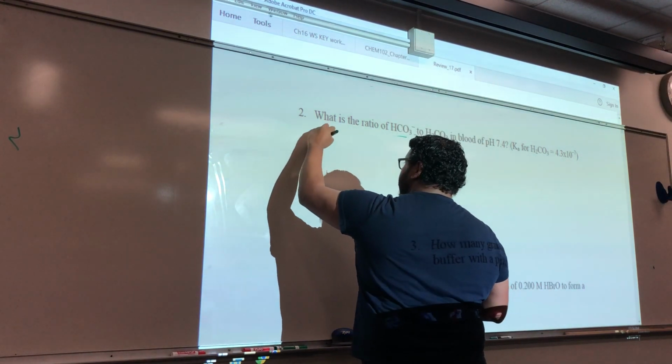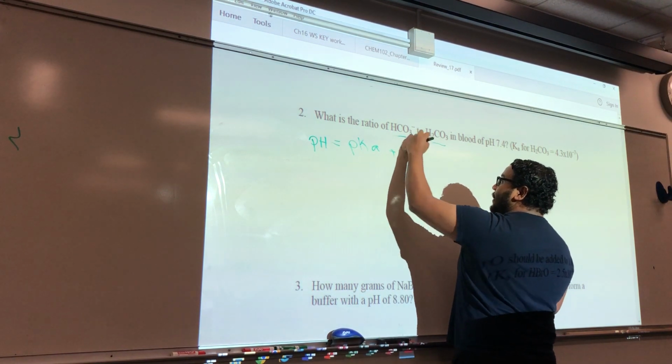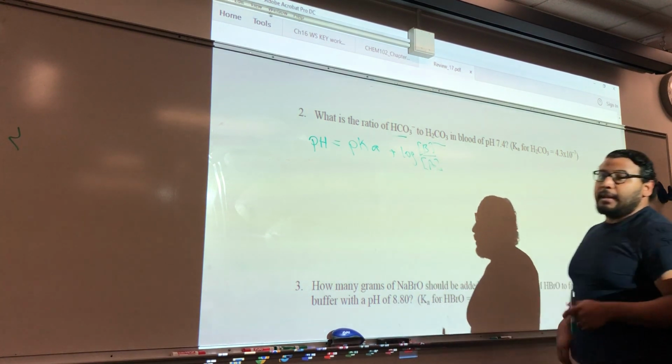So the pH is equal to the pKa plus the log of the base over acid. Great. So we have that written out.